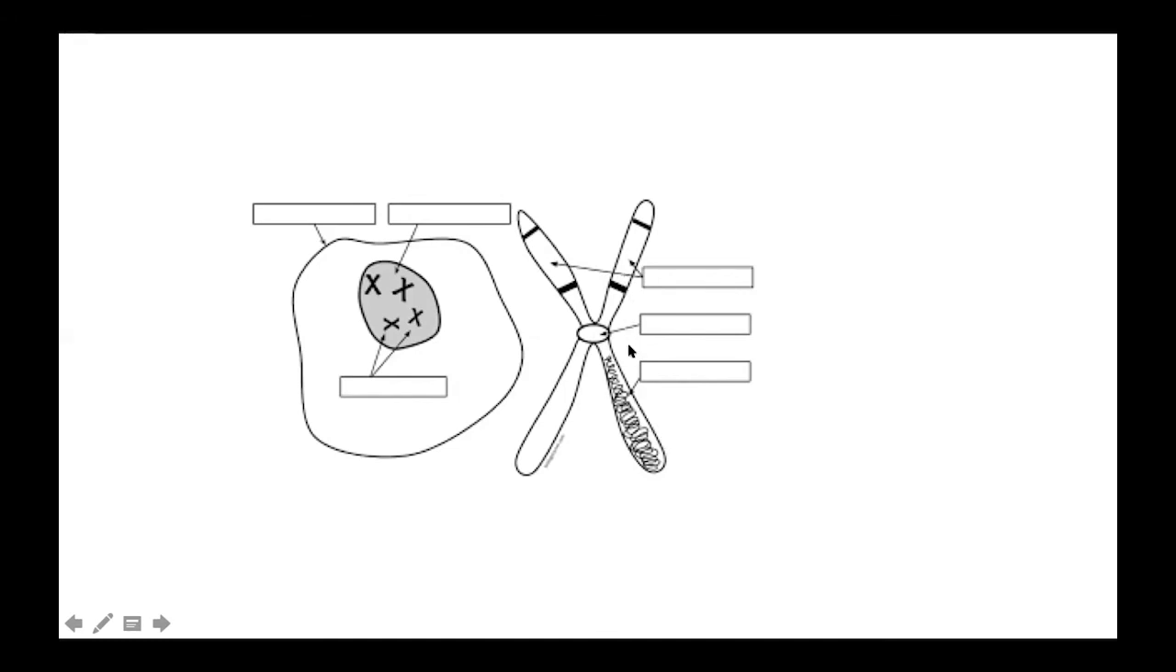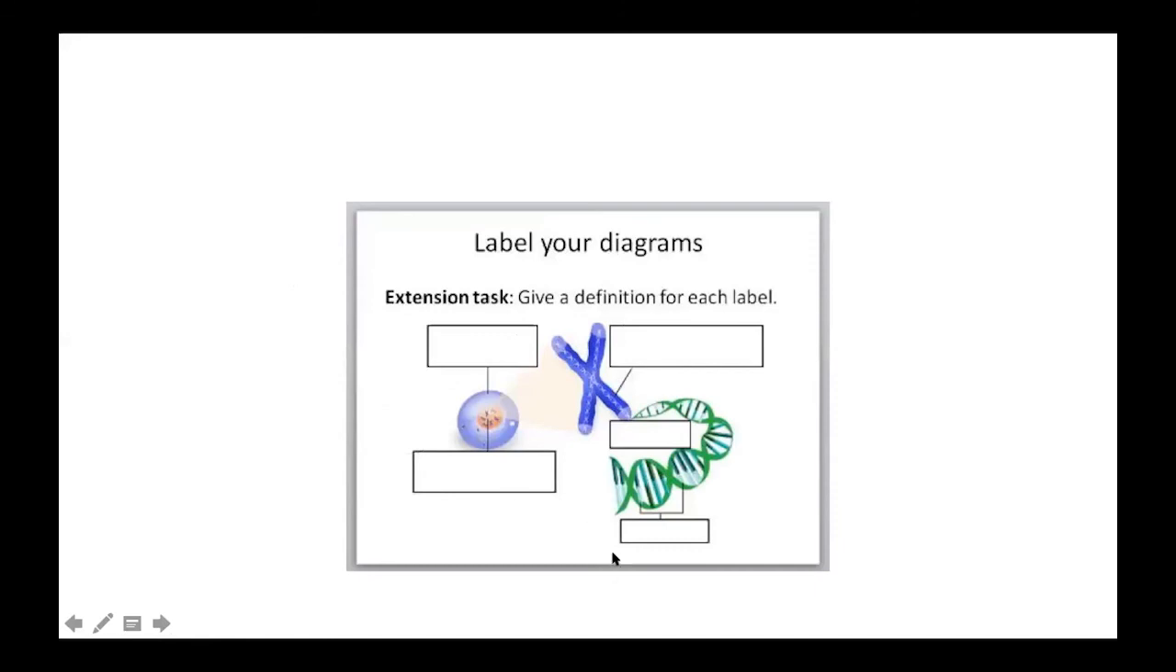Long arms are known as? Grace, you raised your hand. The long arms are called Q arms. Yes, you're right. And the short arms are called P arms. Here I have another diagram that you should label.